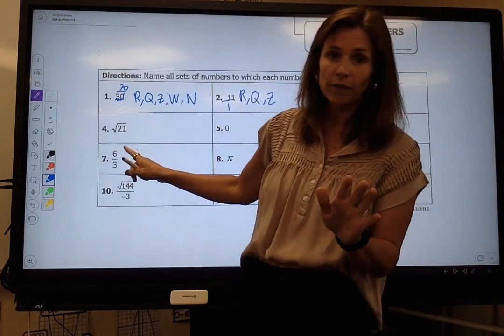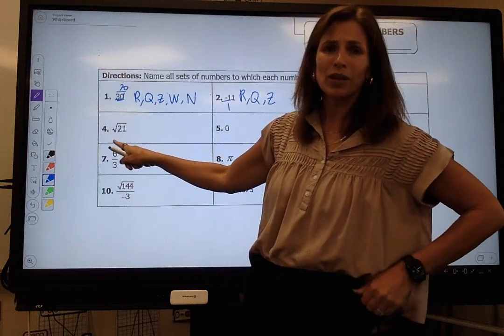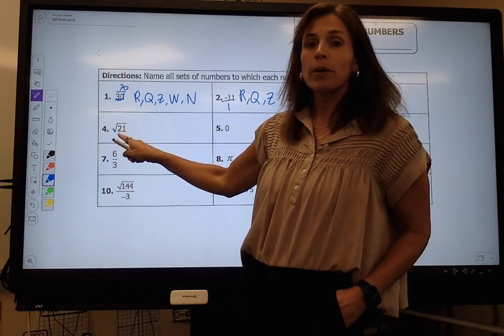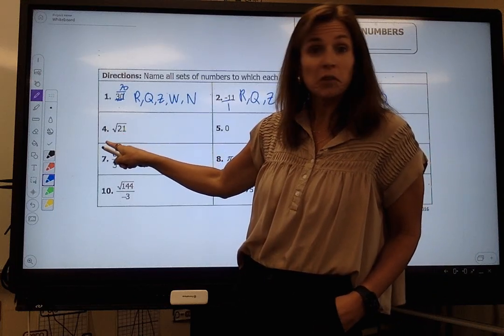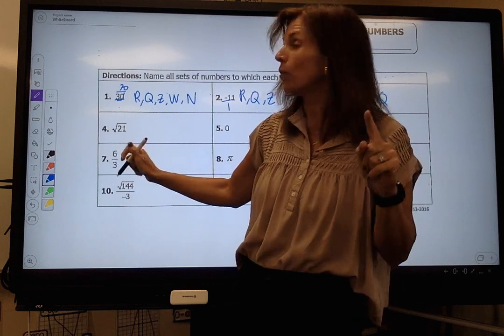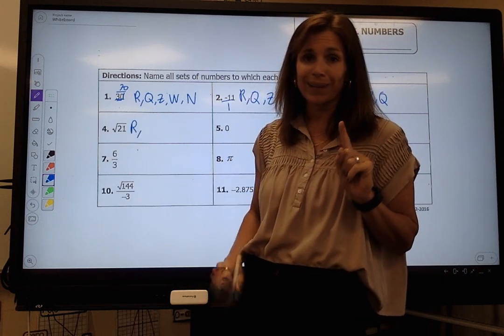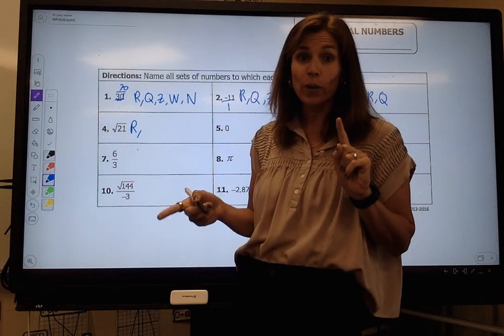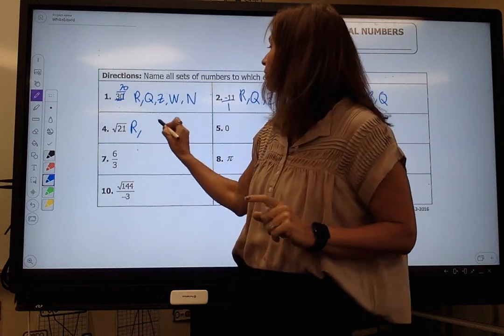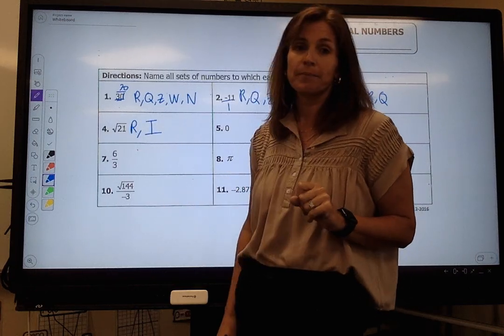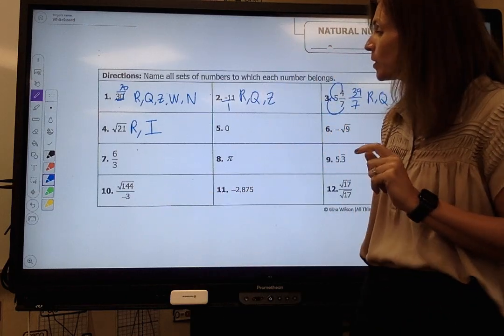Let's take a look at number 4. We're not going to do all of these together. But let's take a look at number 4. Is there a perfect square for 21? There's not. But I do know that it's real. I cannot make it fit the form A over B, so it's not rational. Therefore, it has to be irrational. And it stops.